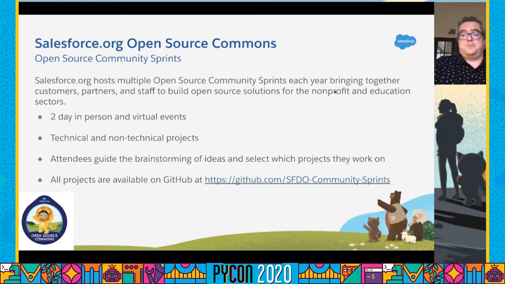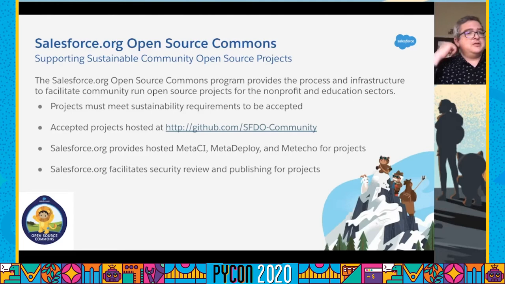Now, the second part of the Open Source Commons is this program to support community-run open source projects that are sustainable. And we provide the process and the infrastructure to facilitate these community-run open source projects for the nonprofit and education sectors. The projects have to meet sustainability requirements to be accepted. So it's not just that somebody built something cool, it's that there's a team of people that are committed to maintaining the project, to meeting regularly, to creating releases as there's new features available, reviewing pull requests in the GitHub repository. All of the projects that get accepted then get moved into our GitHub organization, SFDO Community, which is the organization for official open source commons projects.